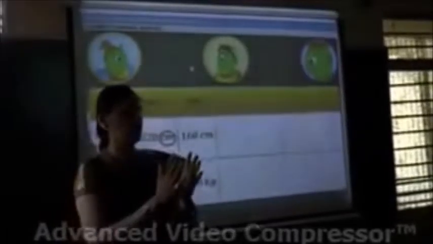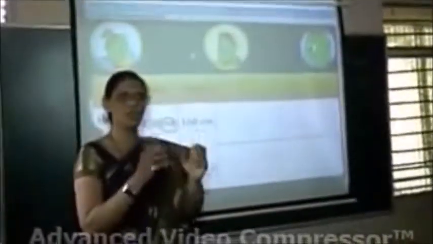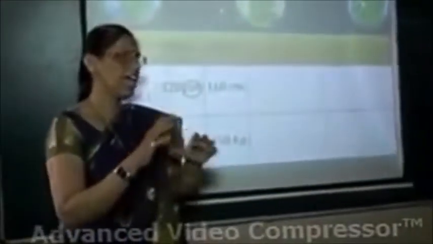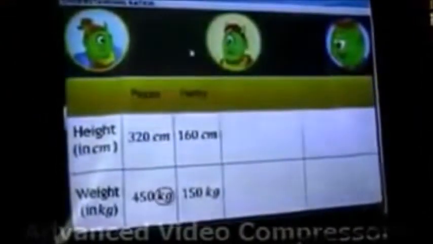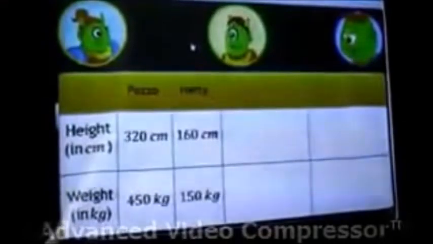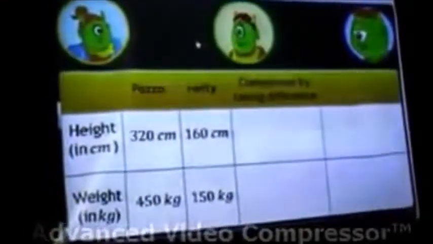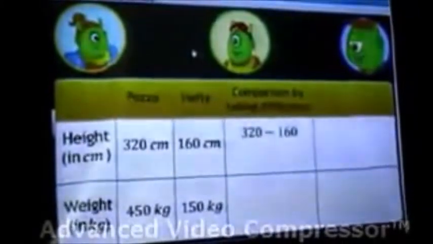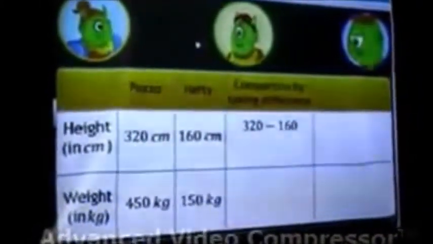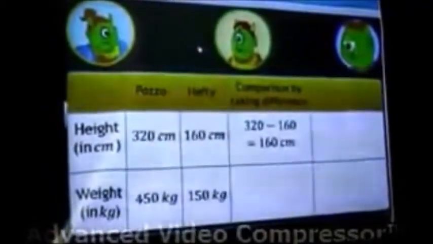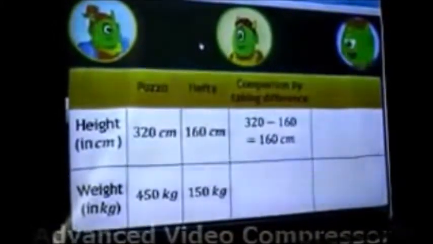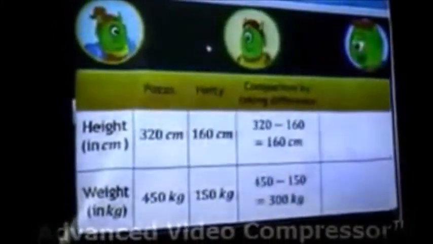Two friends are quarreling. Pozo said, I am stronger. Hefty said, I am stronger. Both of them go to their dad and see how he compares them. The heights and weights are in meters and kilograms respectively. We can compare two quantities using subtraction. So, the difference between your heights is 160 centimeters, right, Hefty. And the difference between your weights is 300 kilograms.